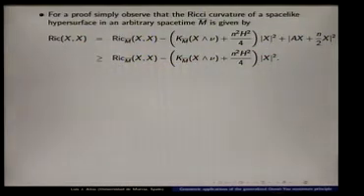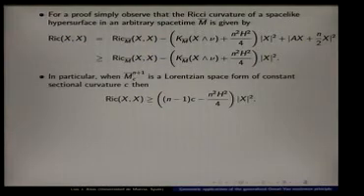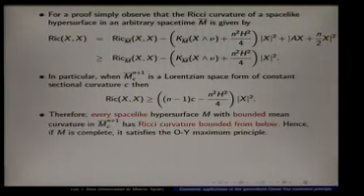Actually, the proof follows just from the Gauss equation of a space-like hypersurface in a general space-time, which goes like this. And in particular, if the ambient space has constant sectional curvature, then the Ricci curvature of any space-like hypersurface is always bounded from below by this quantity. So in particular, if the mean curvature is bounded, the Ricci curvature is bounded from below. Every space-like hypersurface with bounded mean curvature has Ricci curvature bounded from below.